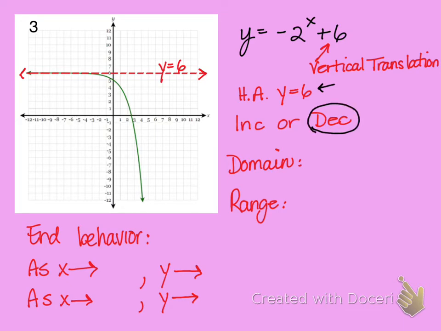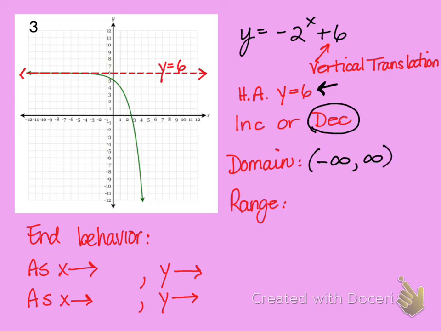As far as your domain goes, we can look here at our horizontal asymptote, and we notice that the only restriction we have is that the y has to not ever equal 6. So for domain, that means it's always going to be all real numbers.